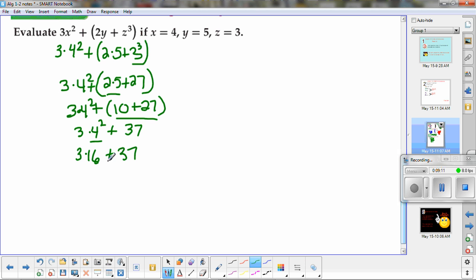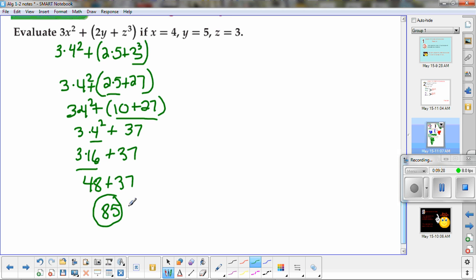Then we're going to multiply before we add. So 3 times 16. 3 times 16 is 48, plus 37. 48 plus 37 is 85.